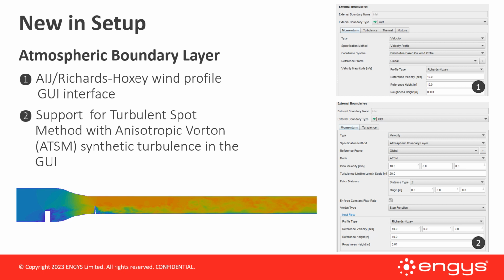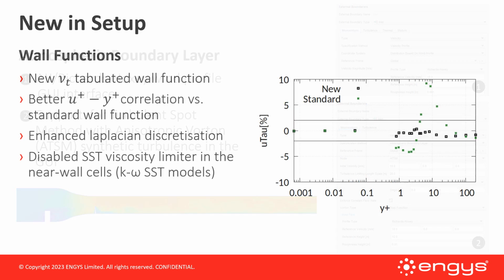studies in CFD. In Helix version 4, we have an interface for it in our graphical user interface, and we have also added a new atmospheric boundary condition called turbulent spot method with anisotropic Vorton. In Helix version 4, a few enhancements were made in terms of wall functions.